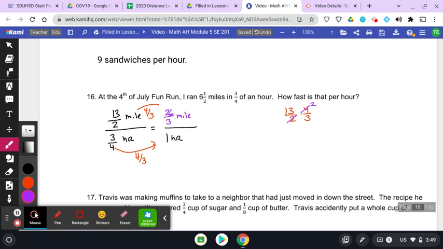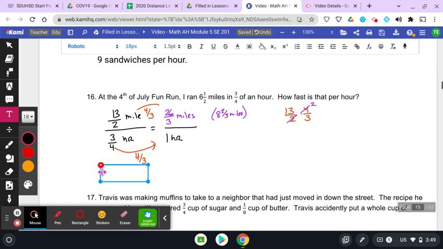miles. Okay, we don't usually think of it as that. We usually say 8 2/3 miles an hour, but either way is fine. I ran 8 2/3 miles per hour.